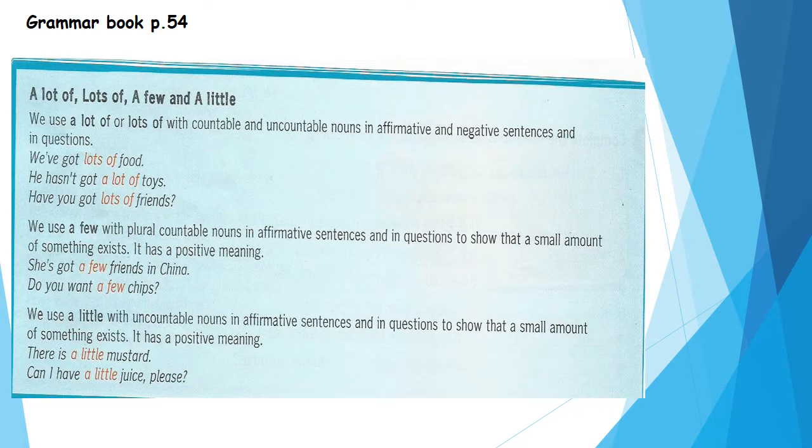For example, we've got lots of food. He hasn't got a lot of toys. Have you got lots of friends? We use a few with plural countable nouns in affirmative sentences and in questions to show that a small amount of something exists. It has a positive meaning. For example, she's got a few friends in China. Do you want a few chips?